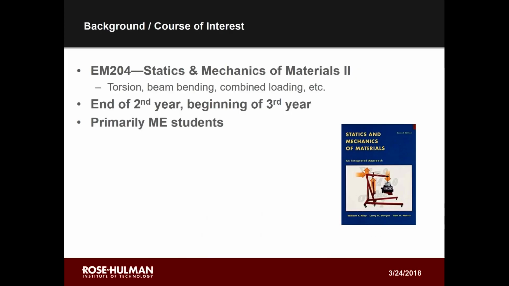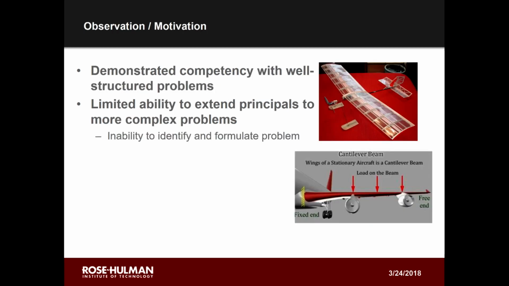So just to give a little background about the course of interest here, it's EM204 as labeled at Rose, Statics and Mechanics and Materials. So this is probably most closely related to a mechanics and materials course at most universities. We cover torsion, beam bending, combined loading, stress transformations, things of that nature. It's fundamentally taken at about the end of the second year or beginning of the third year for most students. And the course is comprised primarily of ME students with a small portion of biomedical engineers and electrical engineers sprinkled in there as well. So what's the observation that led to this study?